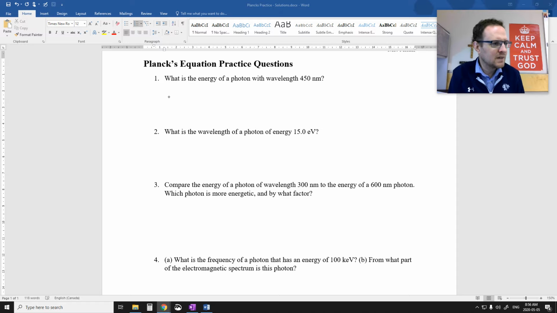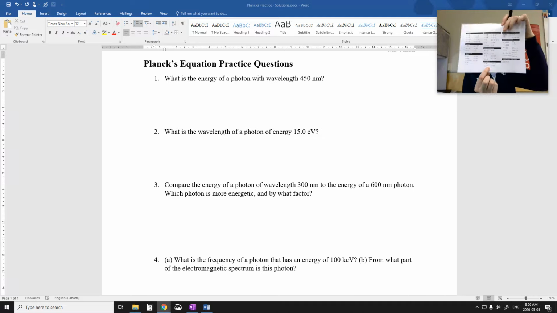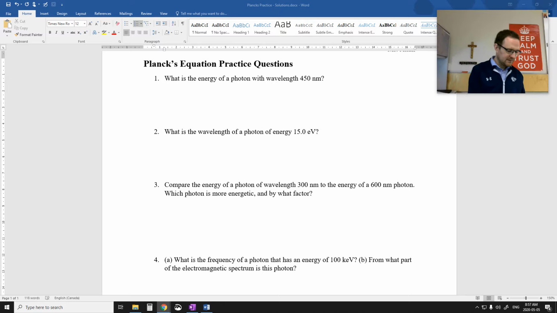Anyway, what is the energy of a photon with a wavelength of 450 nanometers? I'm going to pull up my formula sheet here. I'm going to look at the top right corner here. There's a bunch of formulas that we're going to be using. There's some formulas down here in the bottom as well. So this one up here and this one over here.